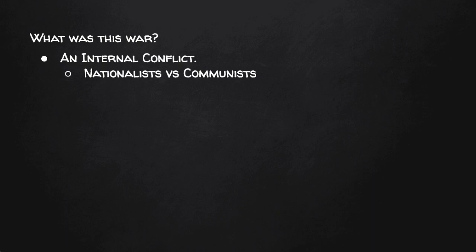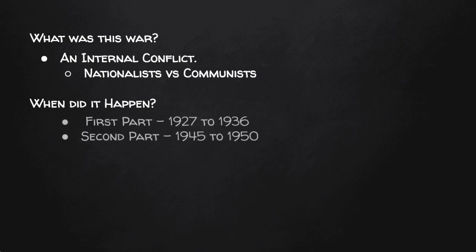When did it happen? The war was divided into two parts due to the Second World War that forced a temporary stop of the conflict. The first part, pre World War II, happened from 1927 to 1936, while the second part of the war occurred from 1945 to 1950.